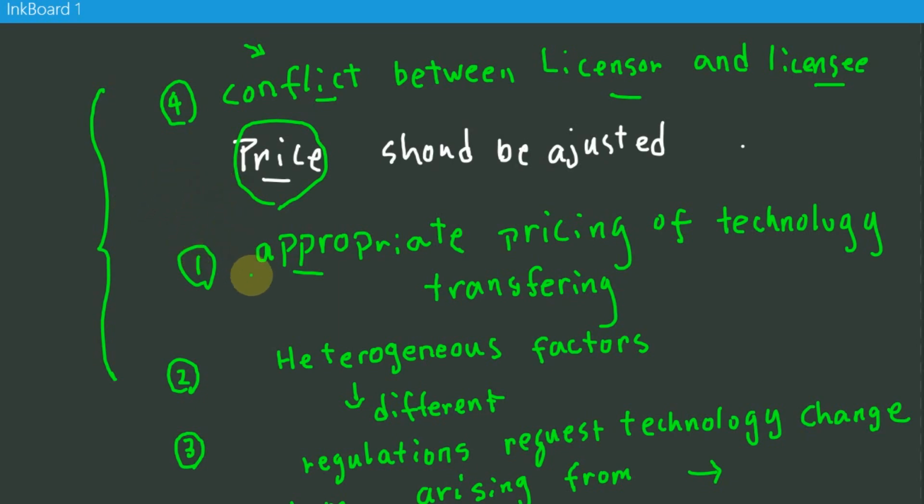So this is one thing, and this is an issue which can happen while technology transfer. Okay, so I strongly believe that up to now you understand the meaning of licensing, right? The licensing is what?